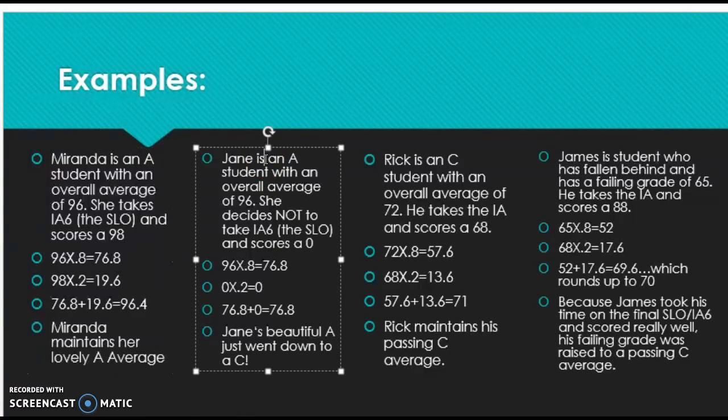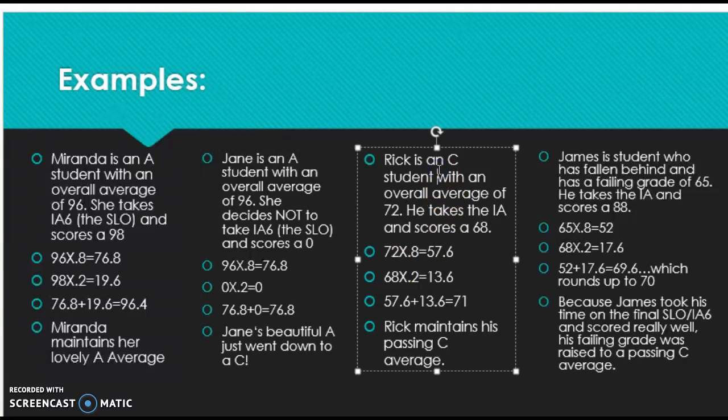Now, Jane is a student with an average of 96, but she says, I'm tired, I'm burned out, I'm just not going to take that IA6. And she scores a 0. So we take her 96 and get that same 76.8. We take that 0 and keep a 0, and we add those together, you still end up with 76.8. So Jane's beautiful A just went down to a C.